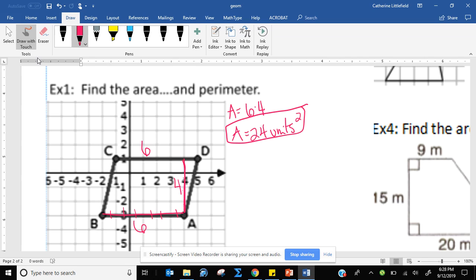Okay, now we need to find this side length and this side length in order to find the perimeter, because remember, perimeter is just when we add up all the sides. All sides added together is perimeter. Think about like a fence around a yard or something, okay? So that distance of all the sides added together.